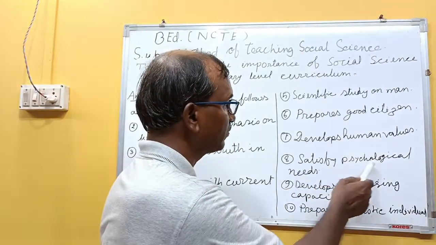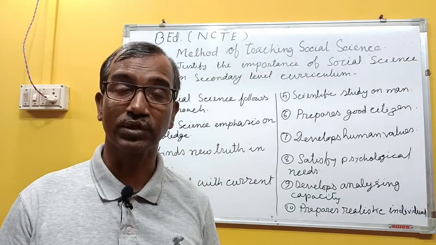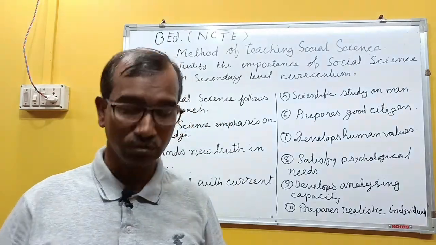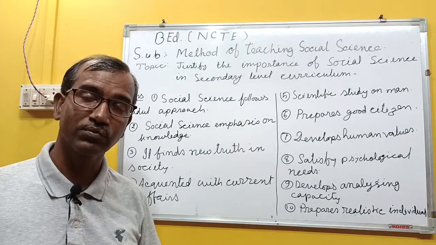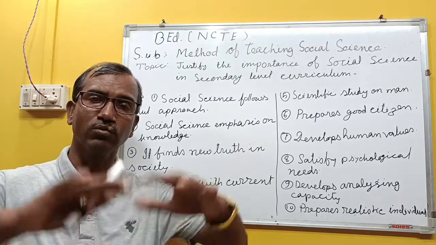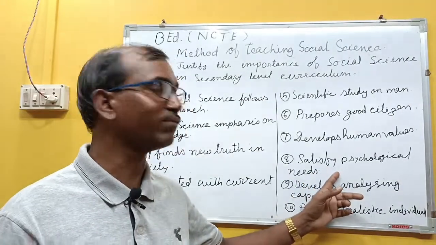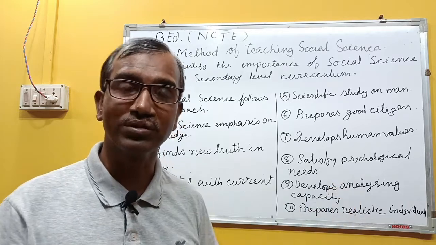Number 8, satisfy psychological needs. All individuals have psychological needs. That means to satisfy our own mind. So how can we satisfy it? We can satisfy ourselves by acquiring knowledge of all the branches of our society. So how can we avoid social science to satisfy our psychological needs?